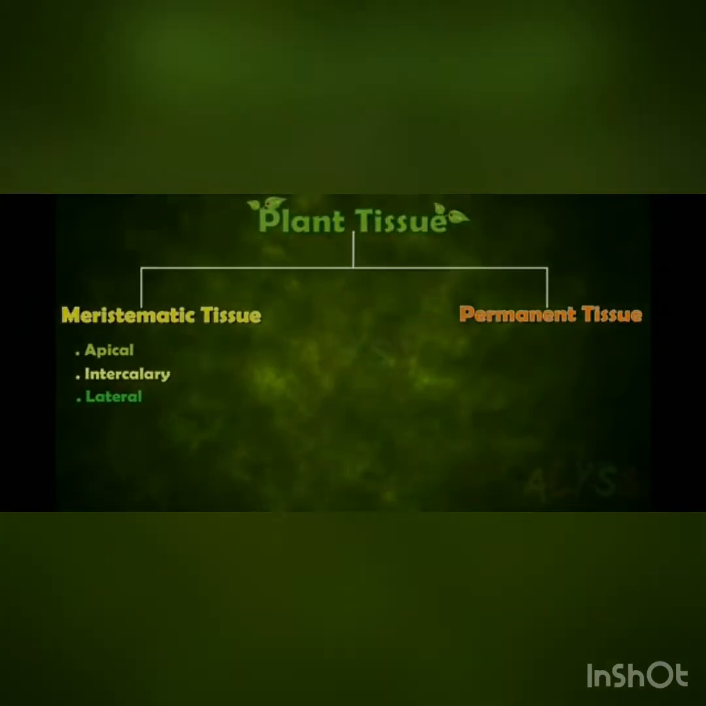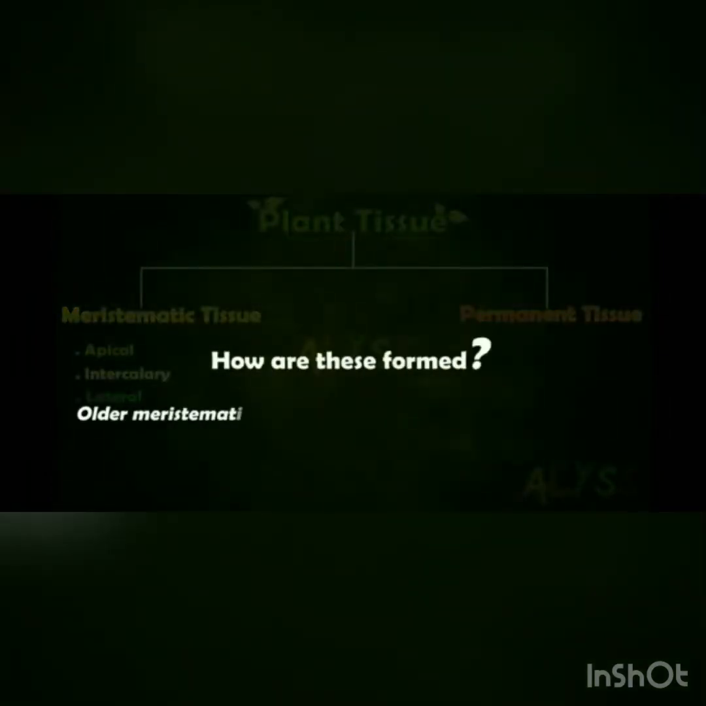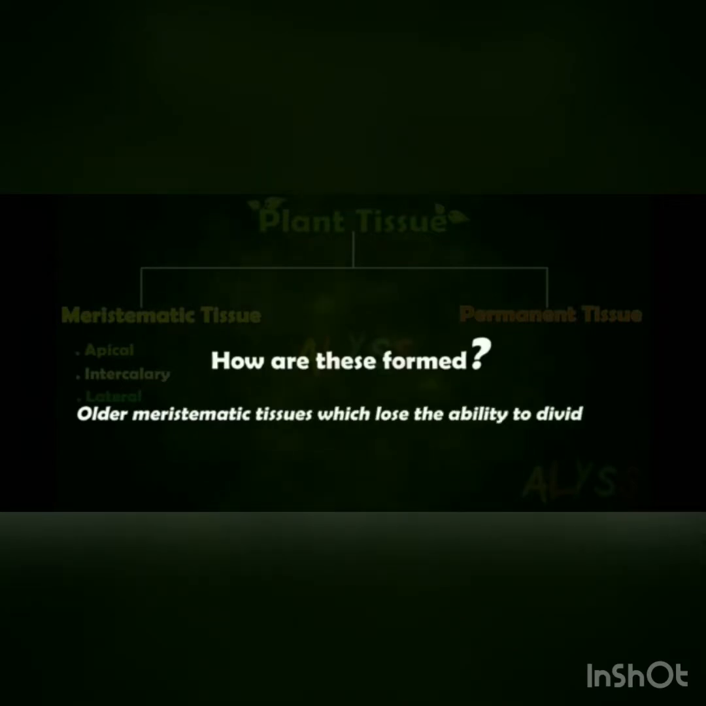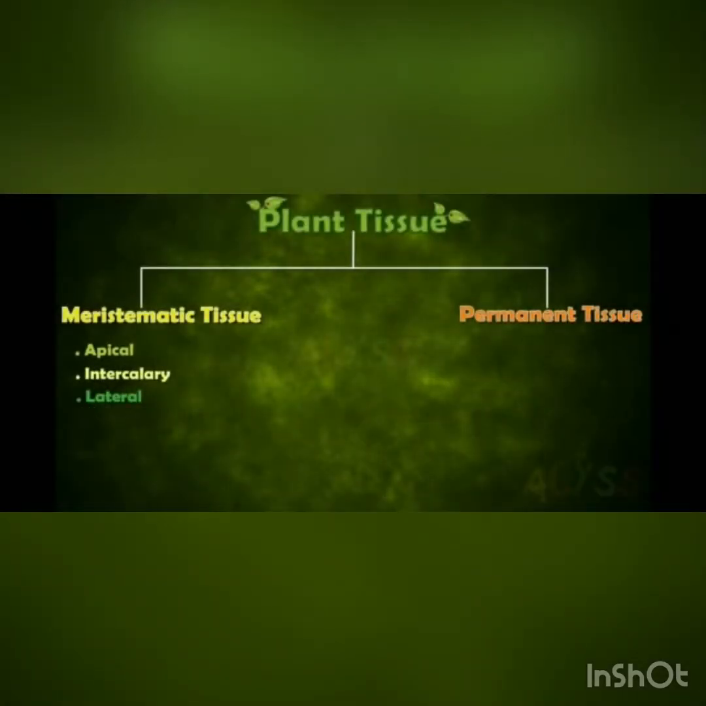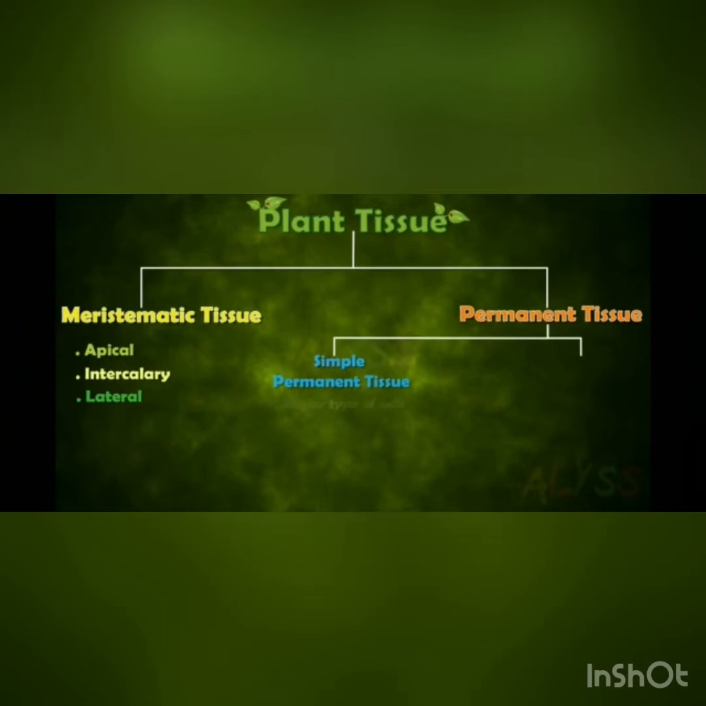Next is permanent tissue. How are these formed? Older meristematic tissues which lose the ability to divide get differentiated to permanent tissues. Permanent tissues are of two types: simple permanent tissue which have similar type of cells, and complex permanent tissues which have different type of cells.